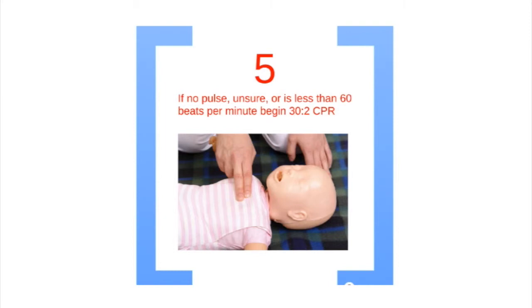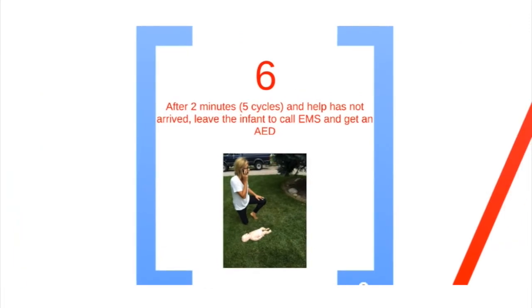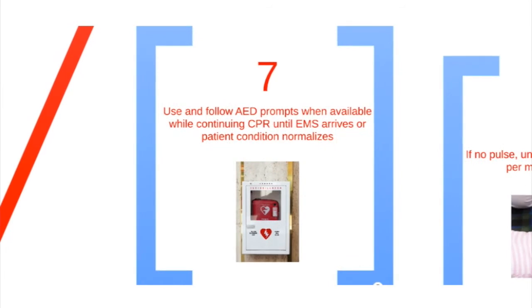The infant should be face up on a hard surface. Using 2 fingers, do compressions in the center of the infant's chest, but make sure not to injure the infant by pressing on the end of the sternum. Compression depth should be about 1.5 inches, and at least 100 per minute. Step 6. Leave the infant to call EMS and get an AED after doing CPR for 2 minutes or 5 cycles. Like always, use the AED and follow its prompts, and continue CPR until EMS arrives or the infant's condition normalizes.